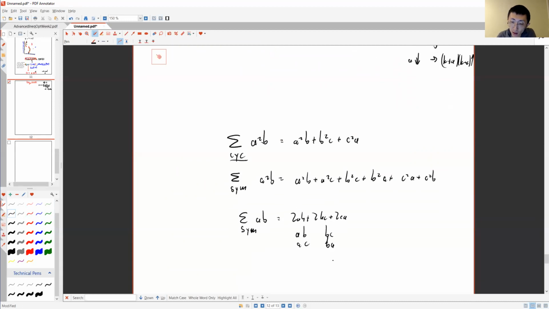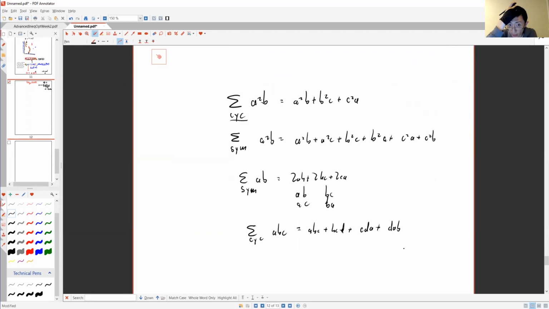So for instance, if I had written cyclic sum ABC and there's 4 variables implied, it would mean just what you think it means. You cycle through all 4 variables. If you write symmetric though, you have more terms than you might want.